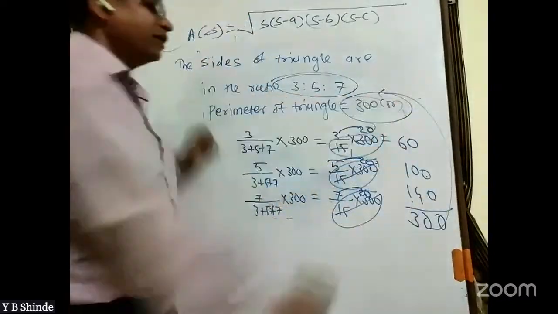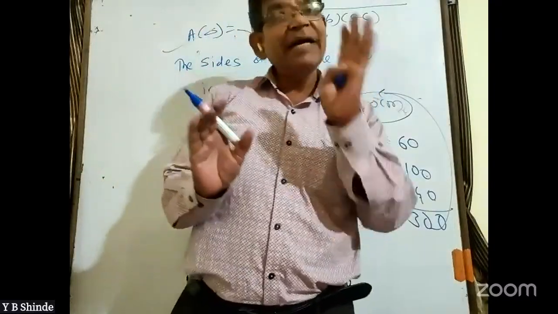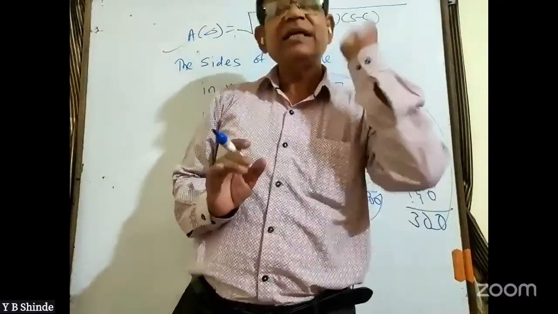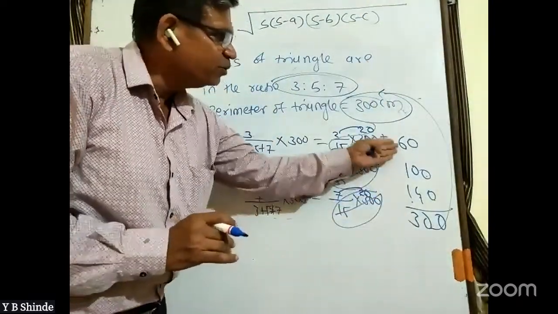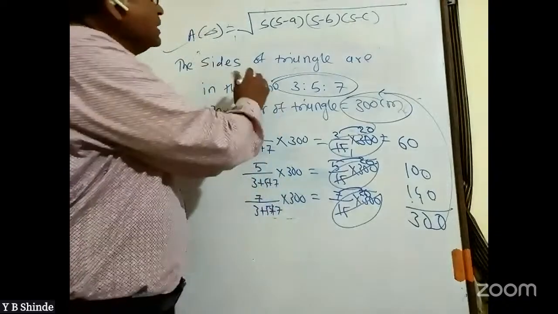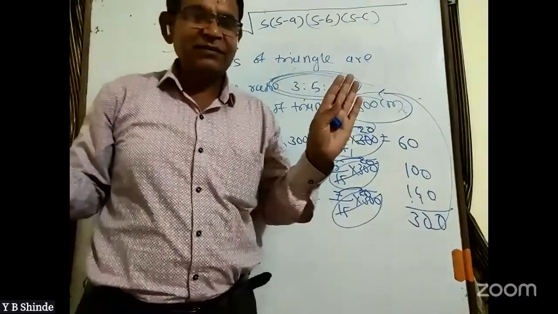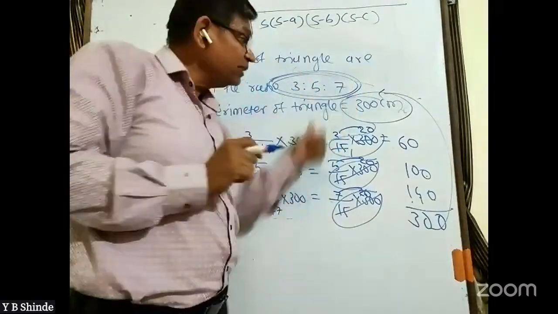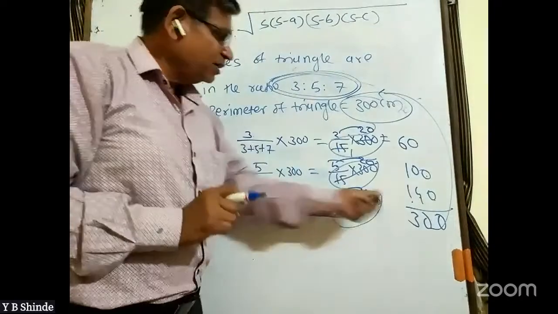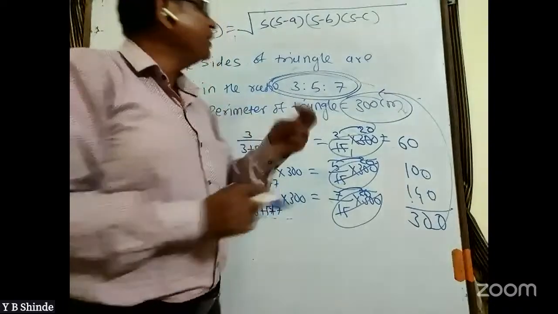You got the perimeter. What does it mean? You got each side of the triangle from the perimeter. Here the sides were given indirectly, not directly. So our aim is to find the sides by using the information given. So the sides are 60, 100, 140. Now what is the semi-perimeter?